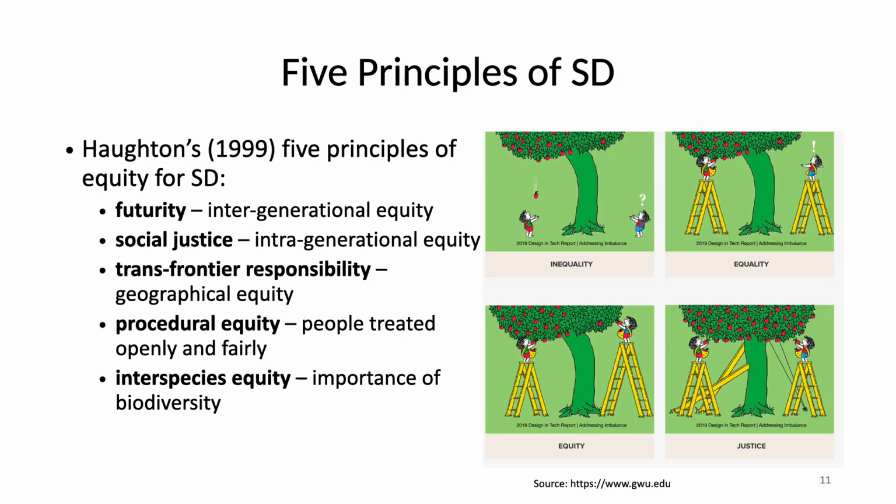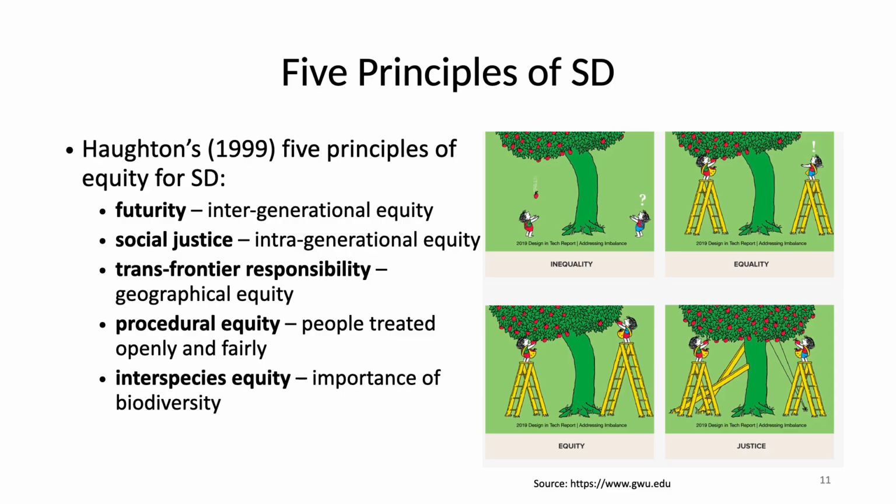In 1999, Horton in his paper gave five principles of equity for sustainable development. These are aimed at combining concerns with the environment and socio-economic issues. The first principle of futurity, or intergenerational equity, takes into account the needs of future generations which are yet to be born, but we need to have sufficient environmental resources preserved so that they can live their life in a normal manner without any challenge to their health or without any challenge to their livelihood.